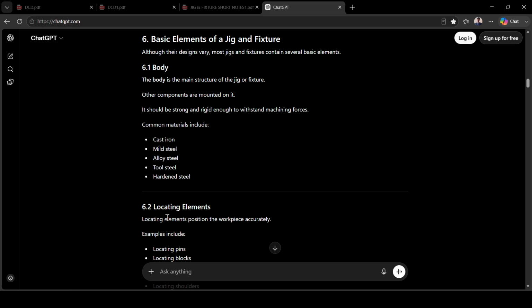So, the basic elements of jigs and fixtures.